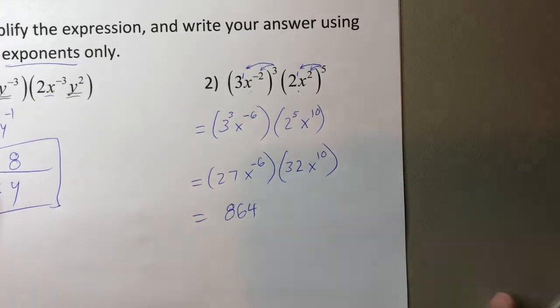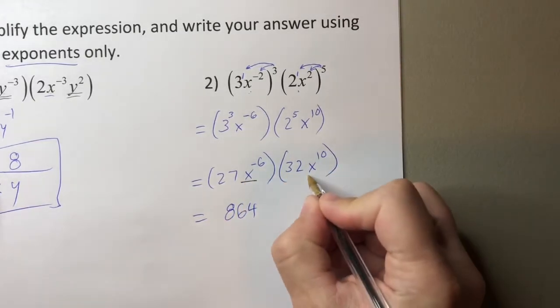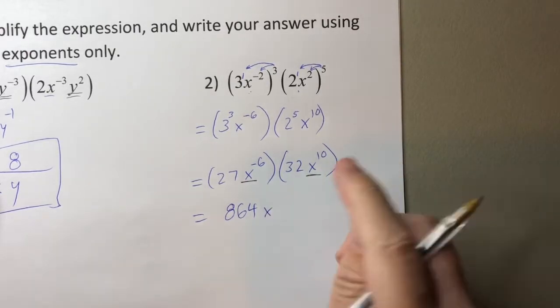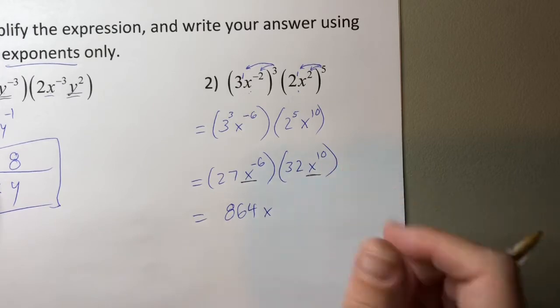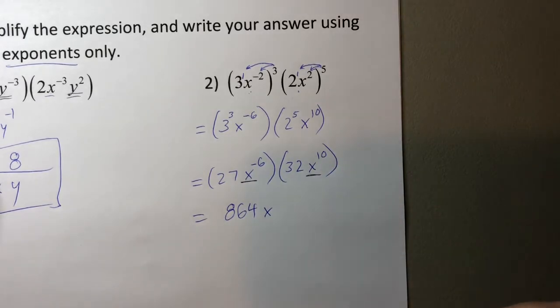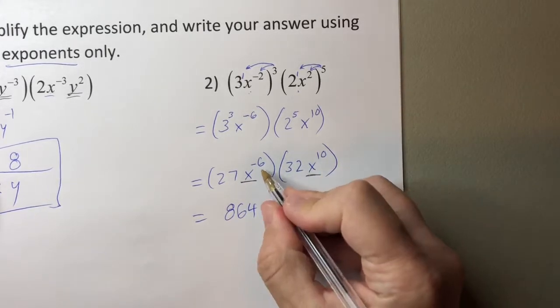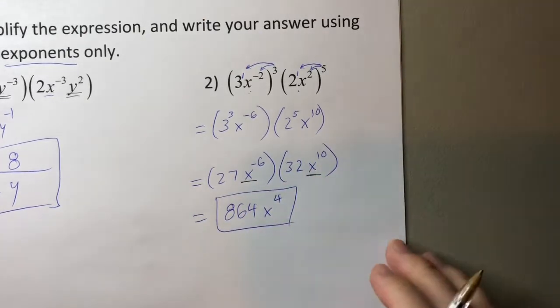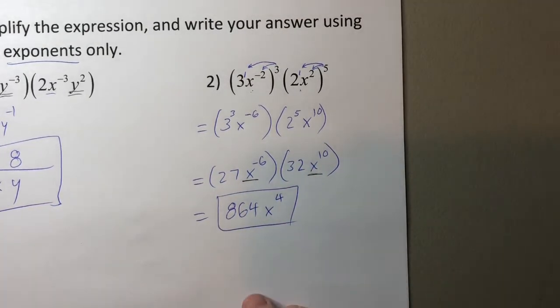And then we are now multiplying like bases. So x is the like base. When you multiply like bases, you add the exponents. Negative 6 plus 10 is 4. Finished with example number 2.